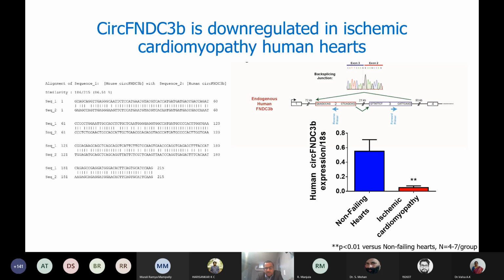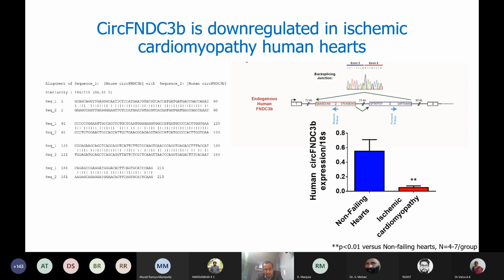So we did one experiment. I always think that we need to validate mouse data in the humans to take things forward. Our lab is mostly into discovery. We identify novel circular RNA species, and we want to understand whether it makes any sense in terms of human disease. So if it is only in the mouse hearts, we are not very excited about it.